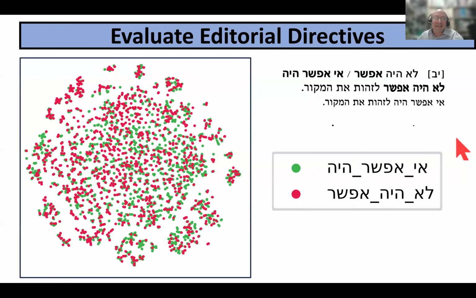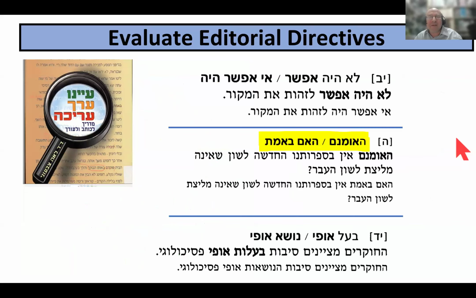So I ran the t-SNE, and in fact, as you see here, the distribution is across the board. We shouldn't have any qualms with interchanging the two phrases and replacing every "efshar haya" with "lo haya efshar." Okay, but now let's look at the second one.